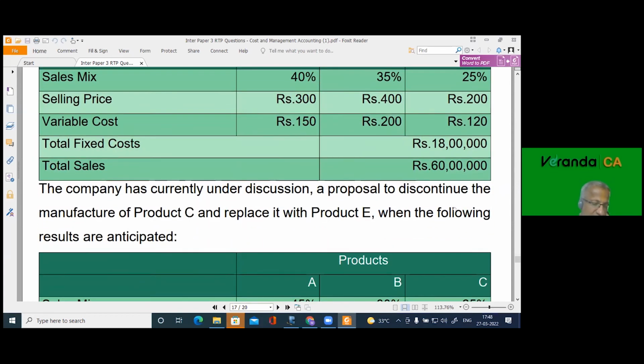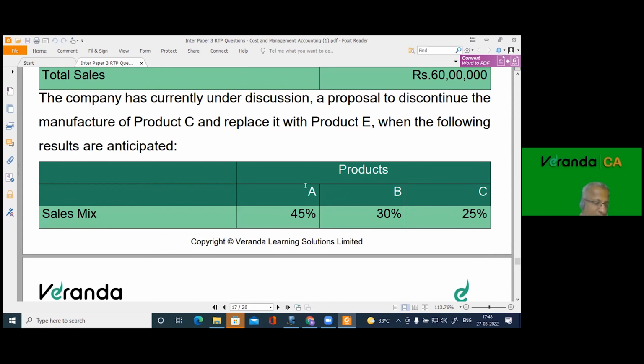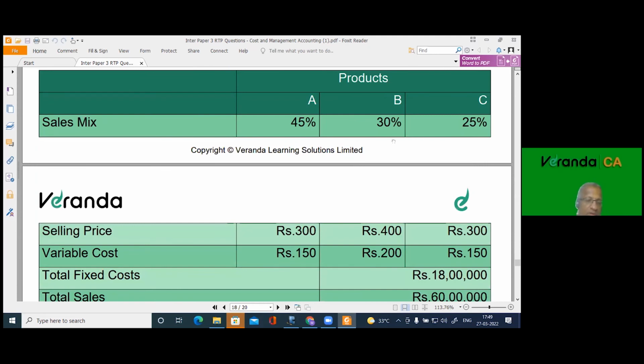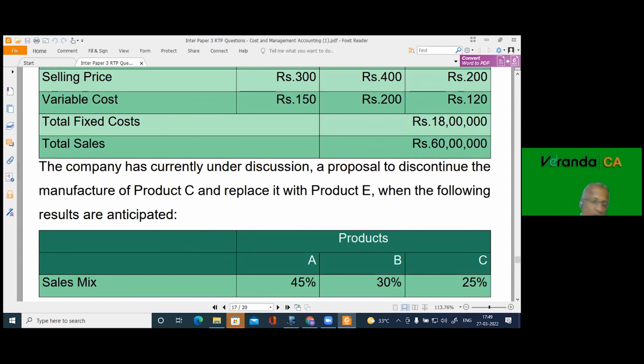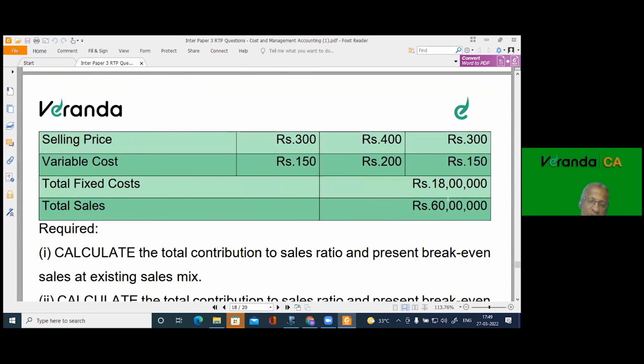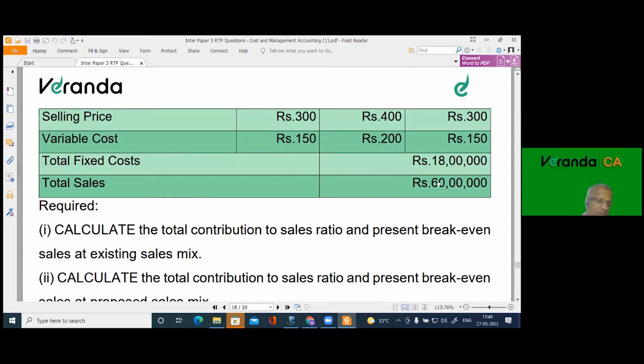Total sales 60 lakhs. The company currently has under discussion a proposal to discontinue the manufacture of C and replace it with E, and the following results are anticipated. Actually, it should be A, B, E, and not C. So 45, 35, and 25. And this fixed cost is going to be the same, and the revenue will continue to be at the same 60 lakhs, but in a different combination. So calculate the total contribution to sales ratio and present break-even for existing mix.